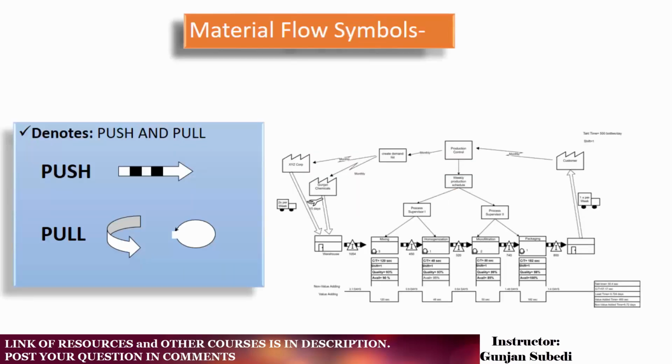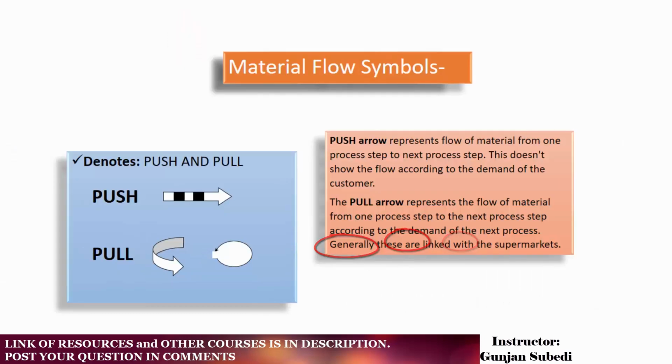First of all, we have material flow symbols for push and pull type of material flow. Push arrow represents flow of material from one process step to next process step. This doesn't show the flow according to the demand of the customer. The pull arrow represents the flow of material from one process step to the next process step according to the demand of the next process.